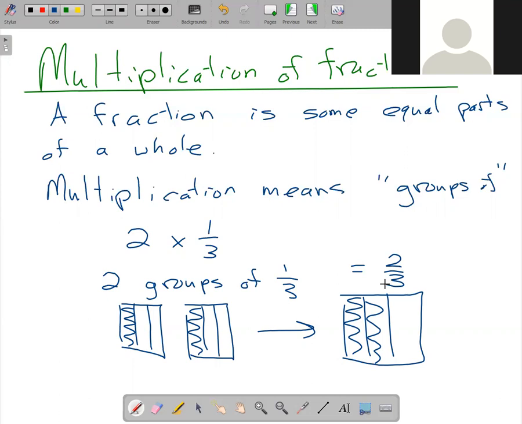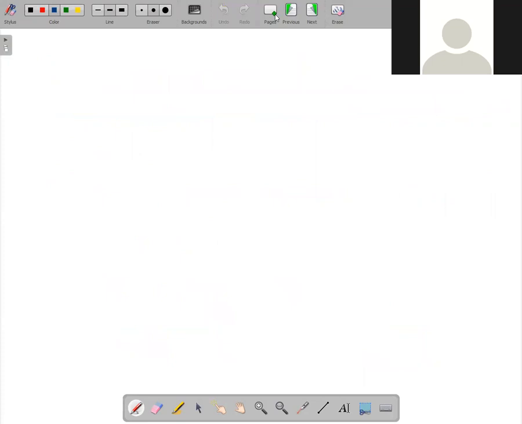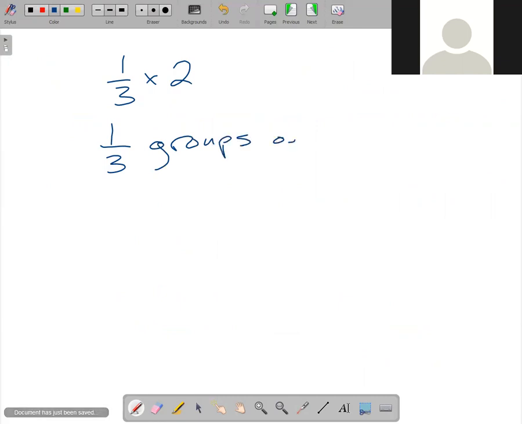Now, multiplication is supposed to be commutative, which means I should be able to switch it, and it'll still make sense and give me the same answer. So if I switch it, let's see, 1/3 times 2 means 1/3 groups of 2. Oh, that doesn't make as much sense to my brain as the other one. How about you guys? 1/3 groups of 2.